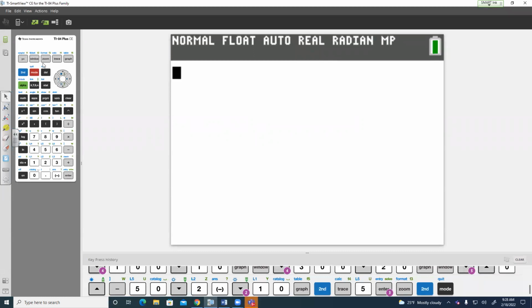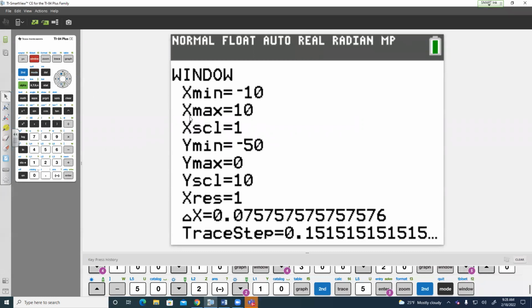One of the things we've been messing with over the last day or so is the Windows settings. So if I look at my Windows settings right now, notice how I've got my X-min is -10, X-max 10, scale is 1, my Y-min is -50, Y-max is 0, Y scale is 10. That's what you're going to see when you graph something in the graphing window.